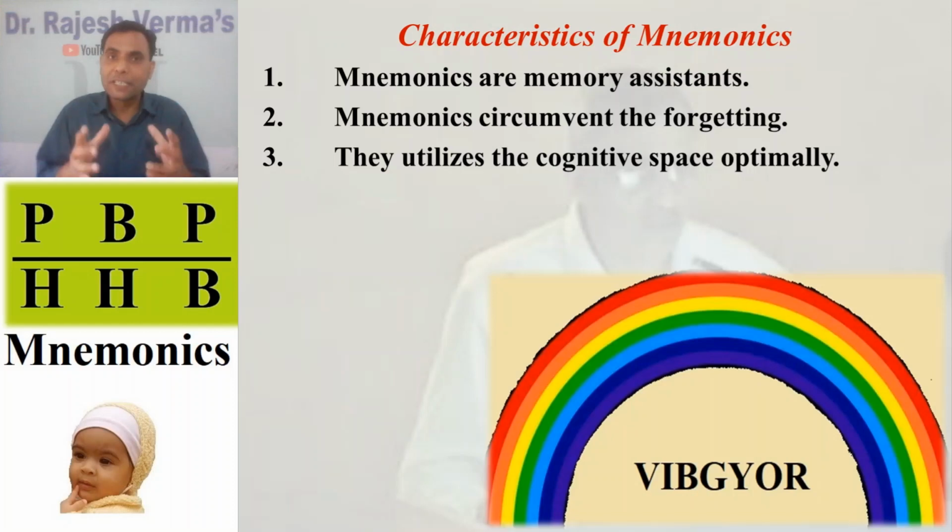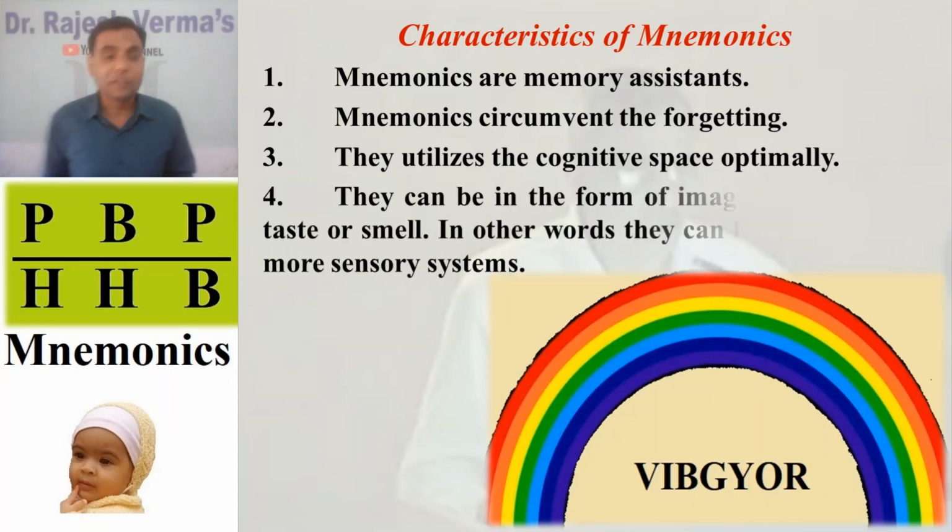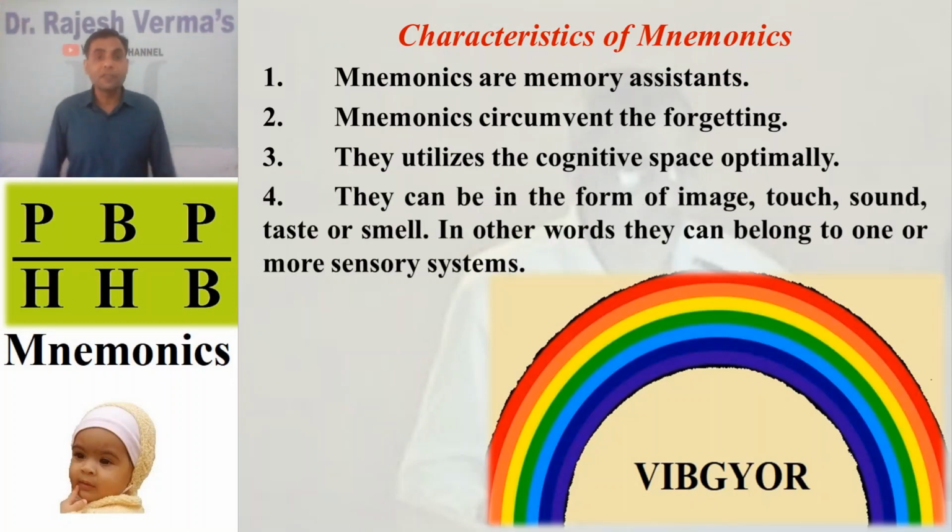They prevent the wastage of that cognitive space. So very important characteristics of mnemonics. Then, they can be in the form of image, touch, sound, taste, or smell. So they can be of various types. As I told you earlier, they can be in various forms, and they differ according to their nature too. So in other words, they can belong to one or more sensory systems.